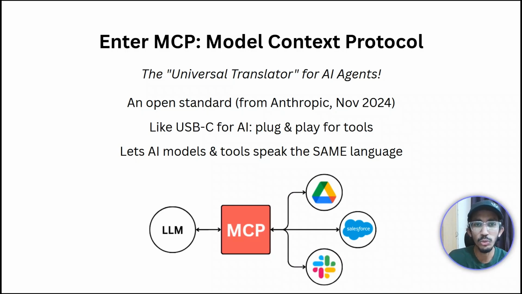Think of it as the universal translator for AI agents. It's an open standard, reportedly open sourced by Anthropic around November 24, designed to let AI models and external tools speak the same language. Some people call it the USB-C for AI. You just plug and play your tools. Instead of custom coding every connection, MCP provides a standardized way for an AI, like your LLM, to discover what tools are available, like Salesforce, Google Drive, Slack, as you see here, and how to interact with them securely.